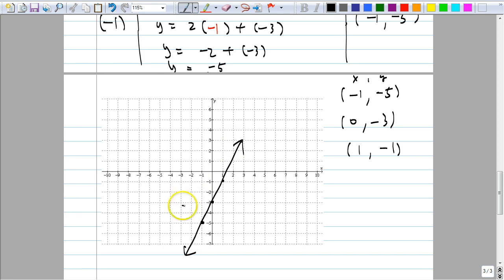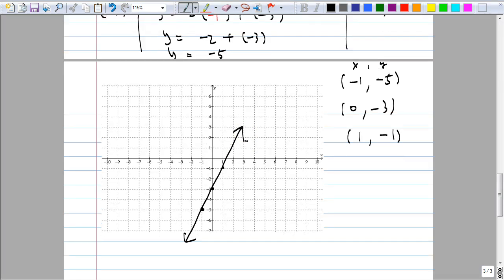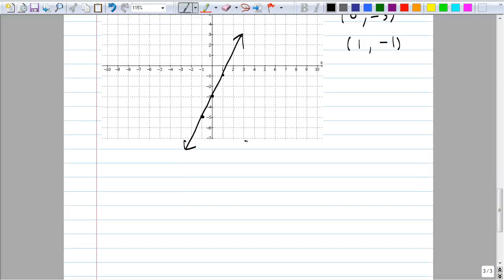When I connect them, we know that every point on this line is your solution. Does that make sense? That's how you graph. Any questions? Now, some of you had questions, so let's do example 2. Some of you asked, what if you have y equals 3? How do you do this one?